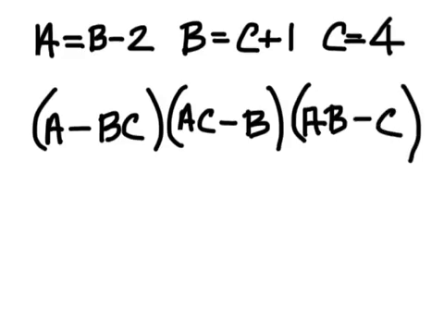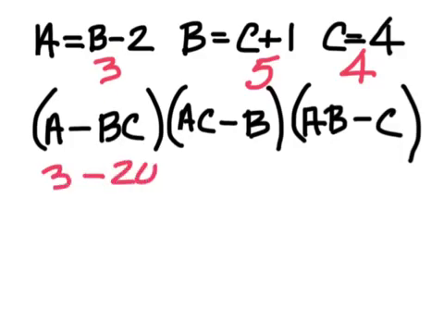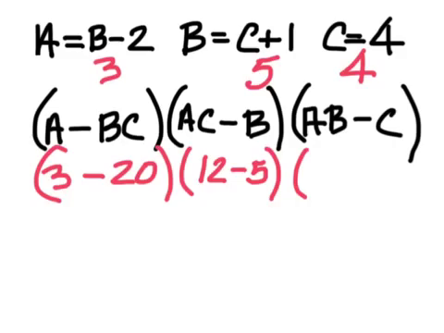Alright, the last warm-up here. C is 4, so this is 5, and this would be 3. So 3 minus 5 times 4, that's 3 minus 20. And then AC is 12 minus 5. AB is going to be 15, and then take away 4. So that's a negative 17.